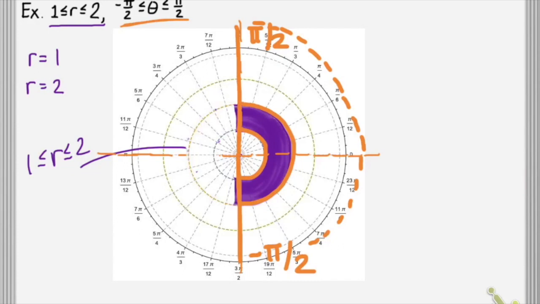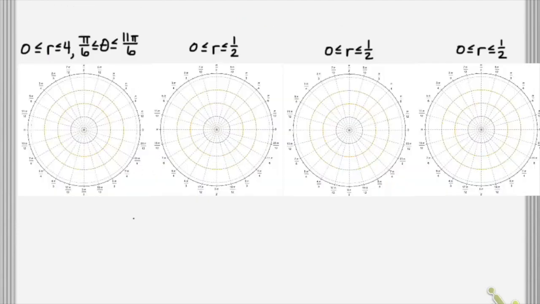Let's see, how about a nice blue? So our region that we care about is this half ring on the right side of our picture, and all of this region inside here as well. And this is our region described by r between 1 and 2 and theta between negative pi over 2 and positive pi over 2.